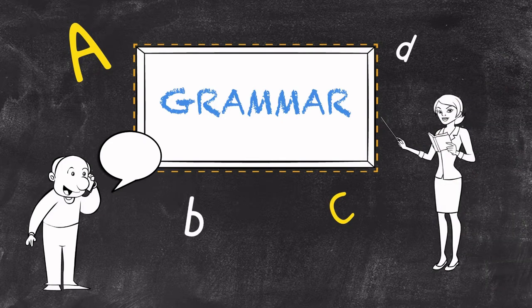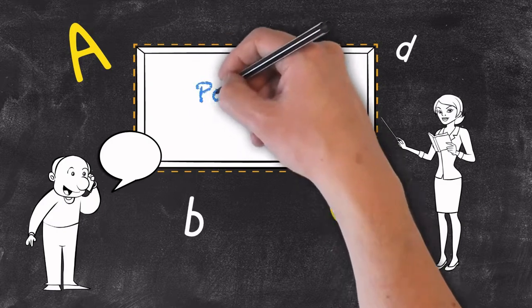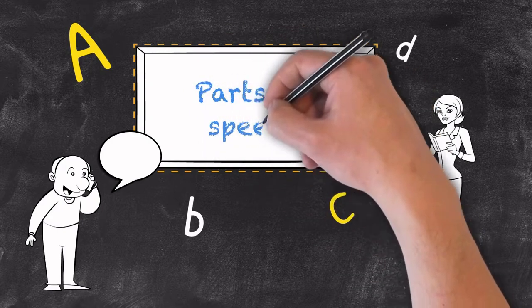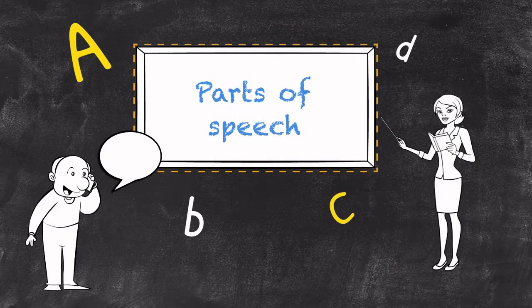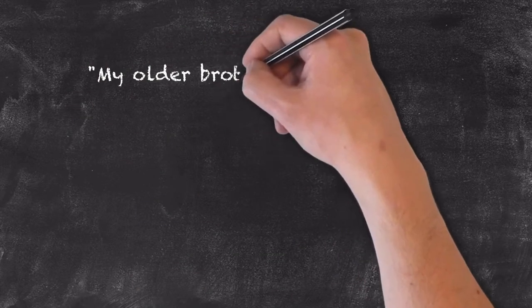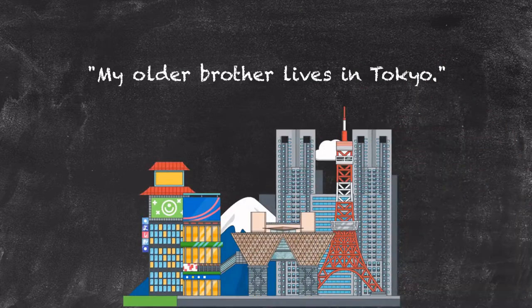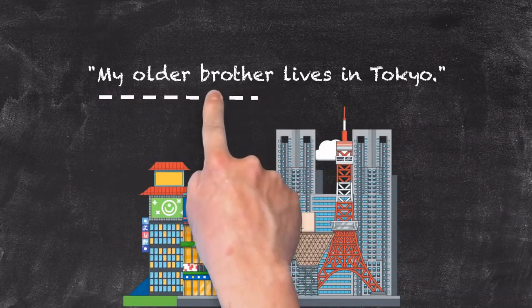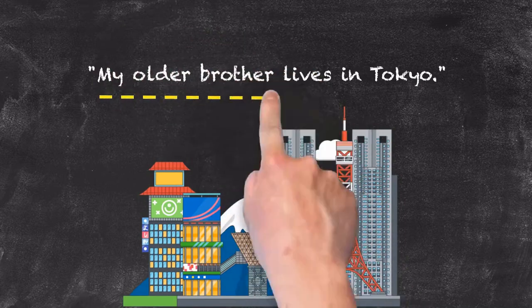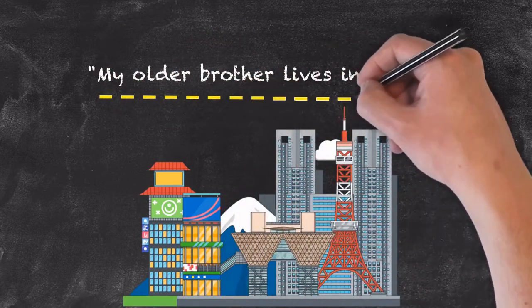These basic parts of grammar are called parts of speech. Each part of speech has a certain function within a sentence. Our example sentence here is, "My older brother lives in Tokyo." Each one of these words is a certain part of speech, which we'll have a look at in just a minute. But let's just think about the words within this particular sentence.